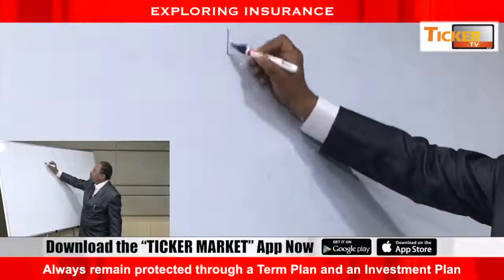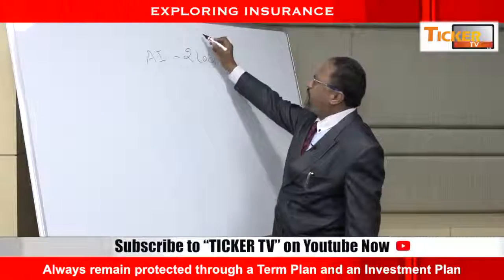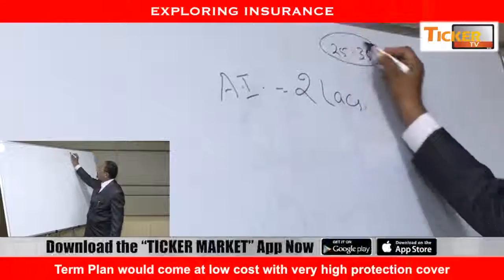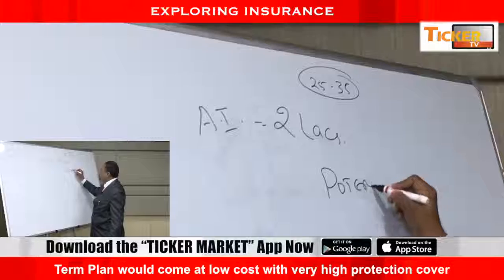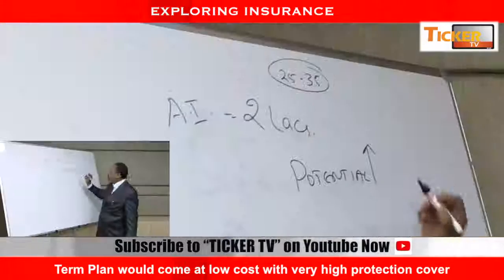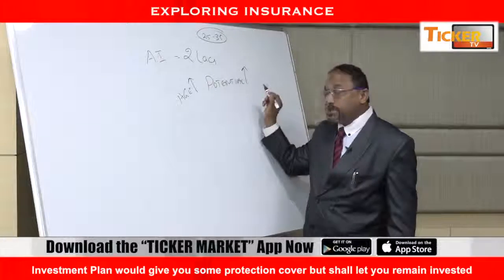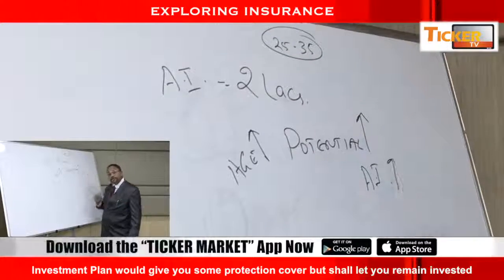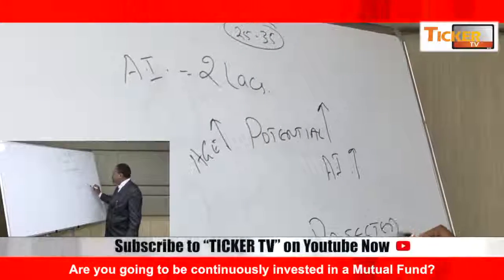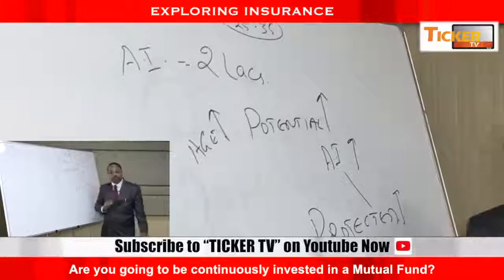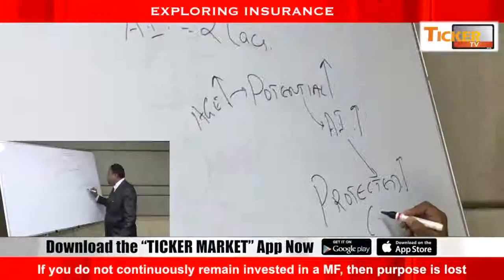Last time I gave an example: let's say your annual income is rupees 2 lakhs for simplicity. Let's say your age is between 25 to 35. This is the age where you have just started earning money. Your potential increases with age. So as your age goes up, your potential goes up, and as your potential goes up, your annual income keeps going up. So as your annual income keeps growing, what you need is to be protected for that annual income. So your protection amount should go up. With age, potential; with potential, annual income; with annual income, the protection amount. This is what we call the sum assured.